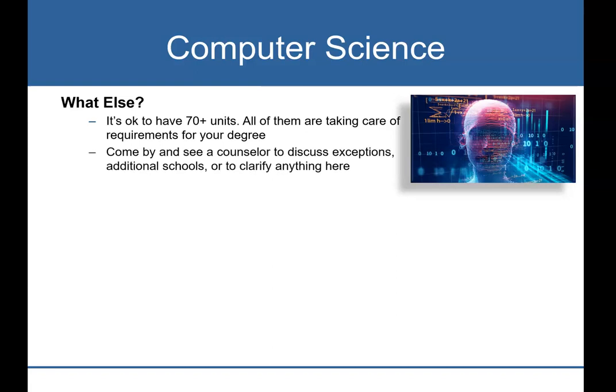Come by and see a counselor to discuss exceptions, additional schools, or to clarify anything. Like I said, these are cumbersome, these are complicated. Every university makes their own requirements. They can change every year. If you add one school or take one school away, it can kind of change the whole layout of the educational plan. Like I said, if you're only applying to Berkeley and Irvine, you get rid of all the physics. But again, there's no guarantee that you're going to get accepted to either of those two schools. So again, it's about applying broadly.